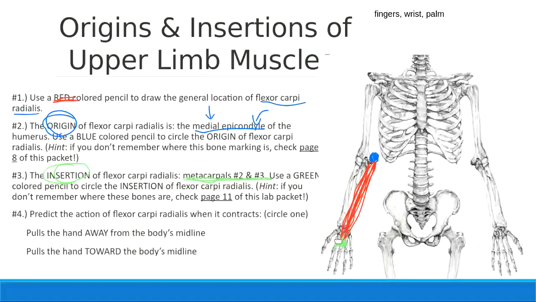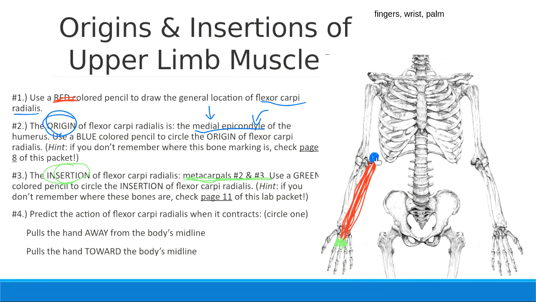When I bring my insertion point closer to my origin point up here, there are two ways that I can do that. The first way is not necessarily the movement that's being described right here. The first way I can bring this insertion point closer to the origin is when we go like this. That's the first movement I can do. Here's my insertion. When I move it straight toward my origin, the angle between the palm of my hand and my radius here decreased.